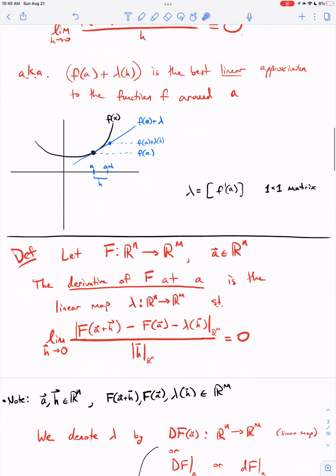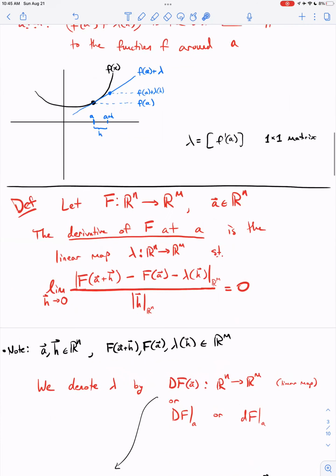Okay, and then for some notation, we denote this linear map by df at a, or df evaluated at a, or sometimes a little d, they're all the same, something like derivative of f. This is establishing that the derivative of f is more correctly a linear map from one vector space to another. And it has to match the dimensions of the original function.